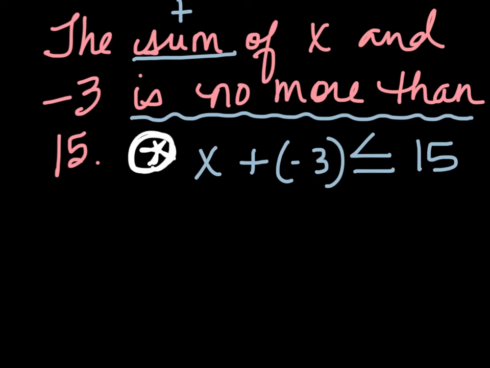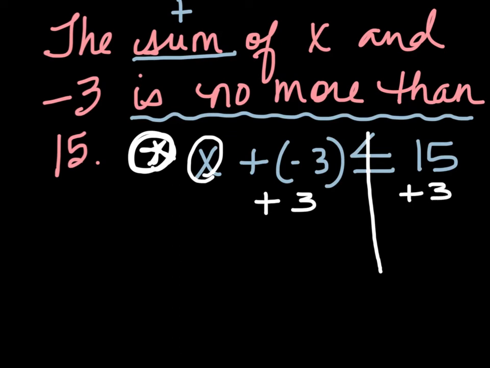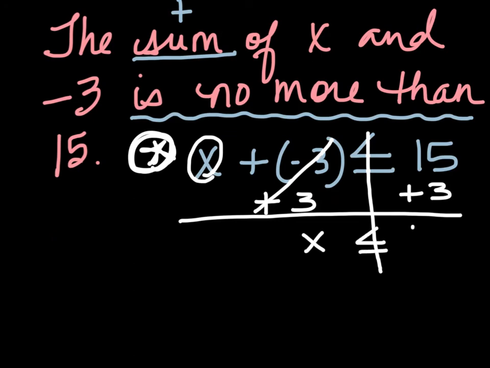Now the second piece is going to be solving it. When we go to solve it, much like we have with equations, I know that adding a negative 3 is the same as subtracting a 3. So I'm going to undo that subtracting a 3 with adding a 3. Otherwise, you know that a positive and a negative cancel out, and we get that x is less than or equal to 18. And then the third and final piece is graphing those solutions on a number line.